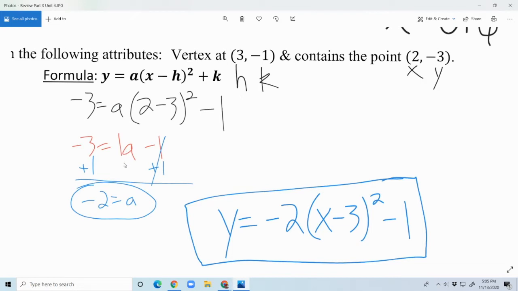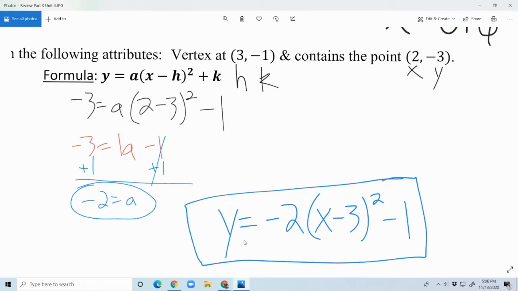So I could just write down a minus 1 equals -3, and then just add 1 to the other side, and you get -2 equals a. Once you figured out a, then you can write your equation with the h and k and the a plugged in. So you'd write your final answer with the -3 and the -1 left behind. So you say y equals -2 times x minus 3 squared minus 1.